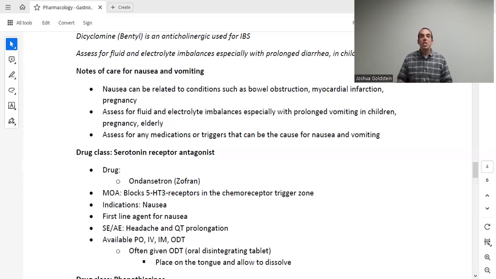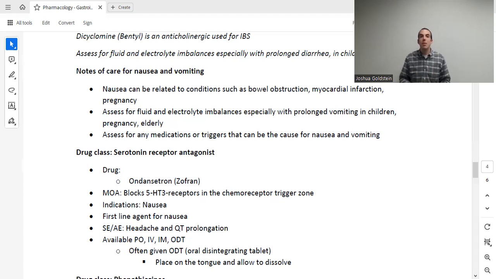Next, let's move on to nausea and vomiting. Nausea can be related to a whole bunch of conditions, such as bowel obstruction. It could be pregnancy. It could be someone having a heart attack. It could be that someone took in something that the body's not happy with, such as alcohol. All of these can cause nausea and or vomiting.